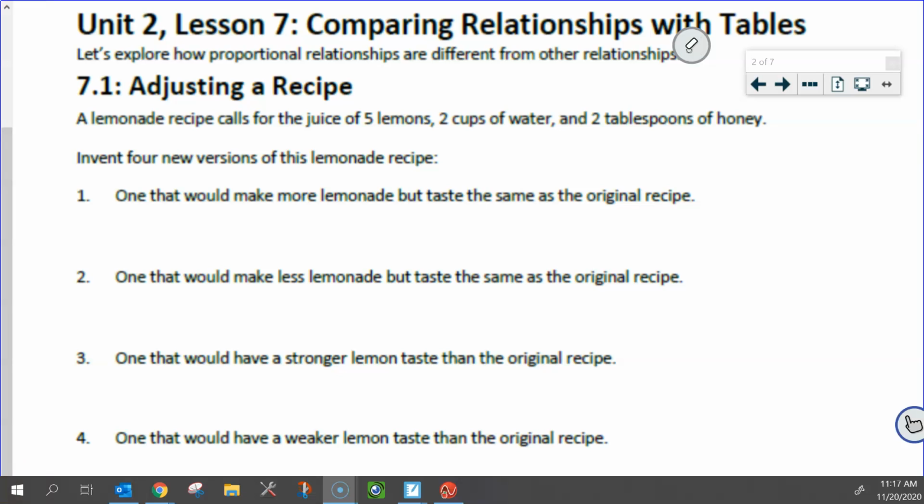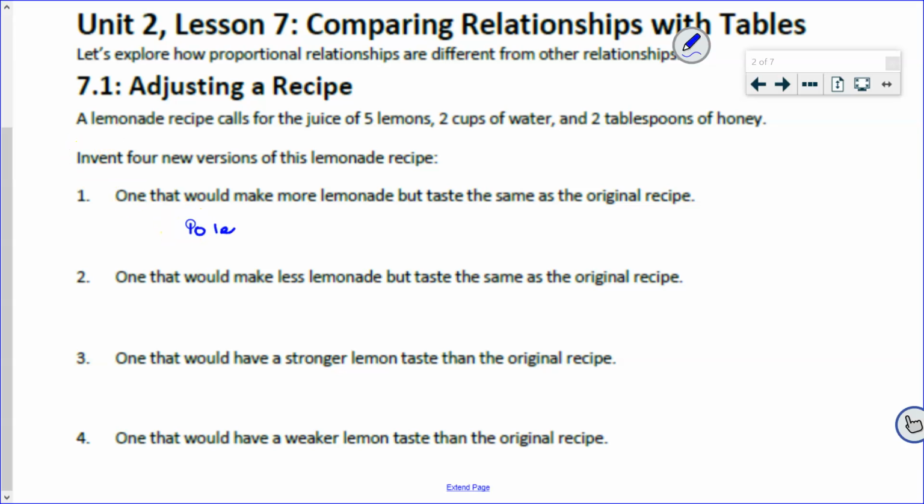All right, give me a recipe that is going to taste the same, but is going to make more lemonade. Carter. Okay, 10 lemons, 4 cups of water, and 4 tablespoons honey. And how do we know that they're going to taste the same? Seth. Yep, we just multiplied the original recipe numbers by 2. This was multiplied by 2, this was also multiplied by 2, and this was multiplied by 2.